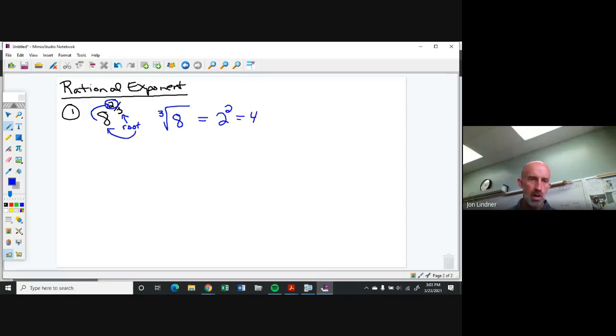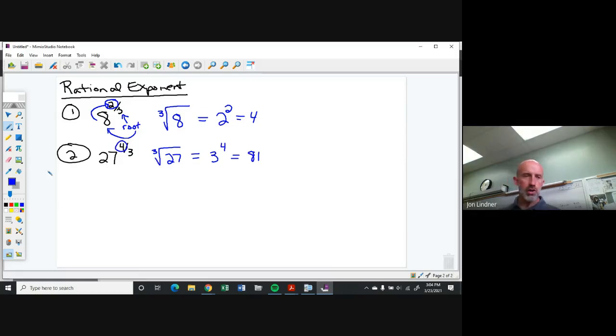Let's do another one. Let's say that I had 27 to the 4/3 power. Well, I would first find the cube root of 27, which is 3, and then I need to raise it to the 4th power. 3 to the 4th power would be 81.